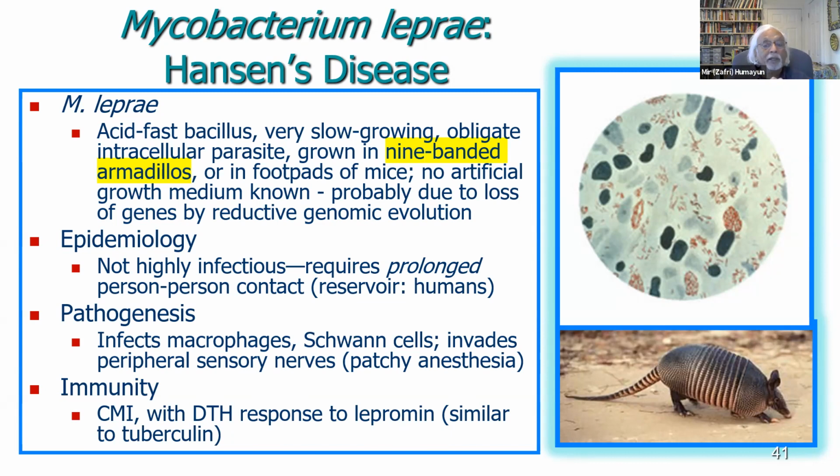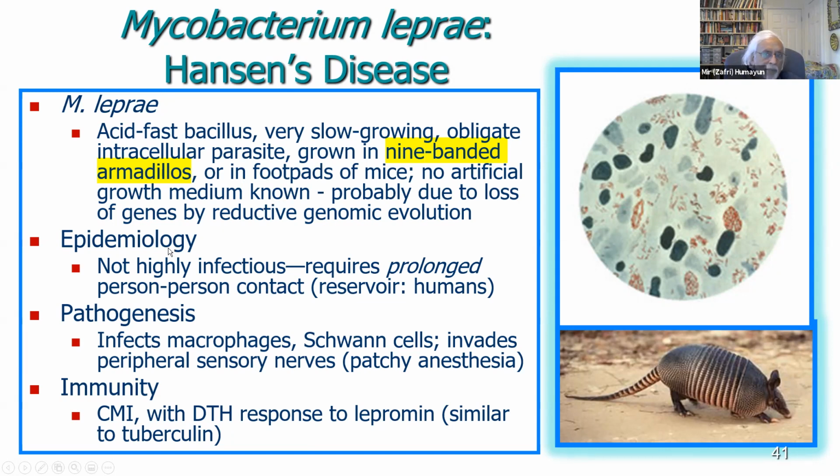So as a result, it reaches a point where it has enough genes to survive in its host, but it cannot grow outside that host because it requires all these other things that are not available outside that particular host. So this is quite a common phenomenon for parasites that adapt to particular hosts. So in the case of Mycobacterium leprae, no artificial medium is known where this organism can grow.